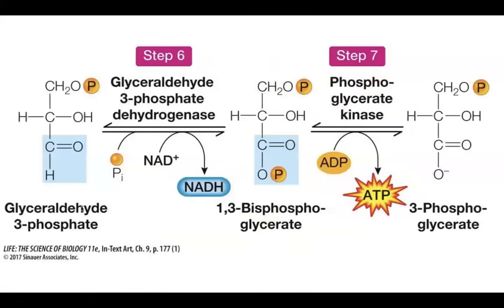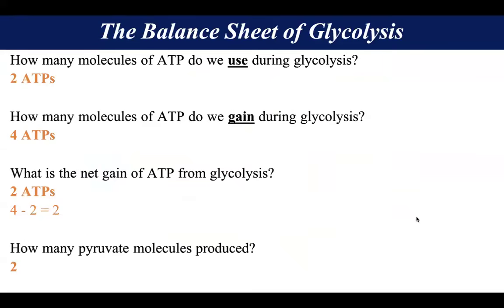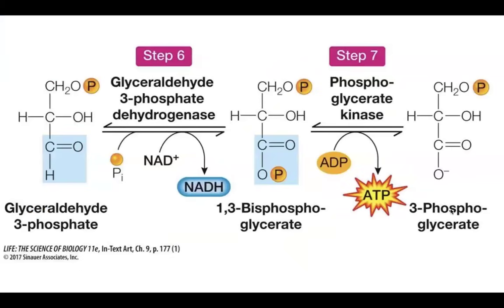Here is G3P becoming 1,3-BPG, and 1,3-BPG becoming 3PG, but this is just showing more emphasis on how these NAD plus molecules are formed, how ADP gets converted into ATP. As you see here, NAD plus takes one of the hydrogens from the carbon here, and then in step 7, ADP takes the phosphate from 1,3-BPG to form ATP, eventually getting you 3PG. So this is just showing how NAD plus is converted to NADH and ADP is converted to ATP.